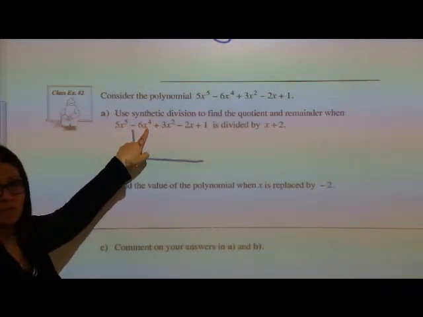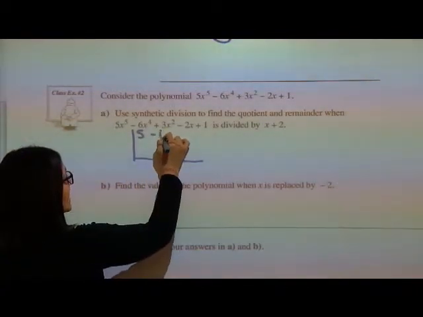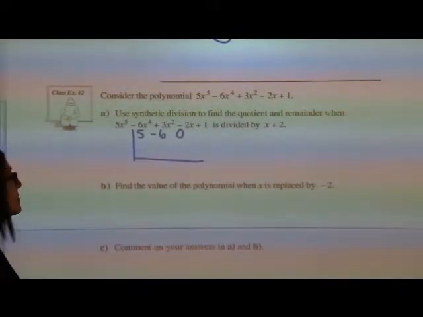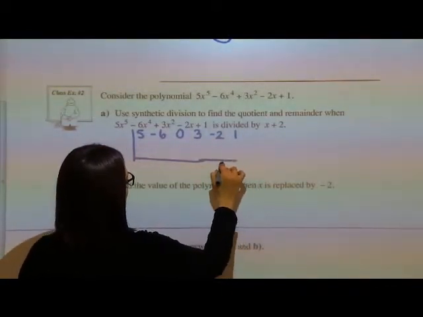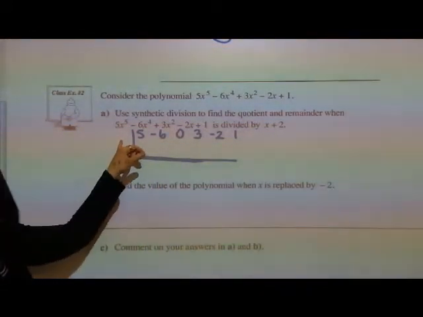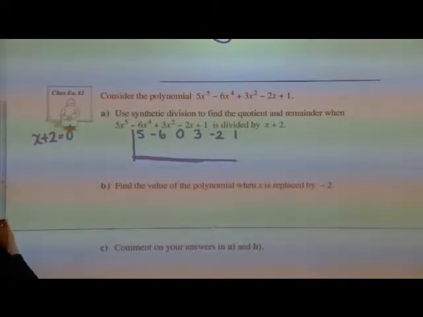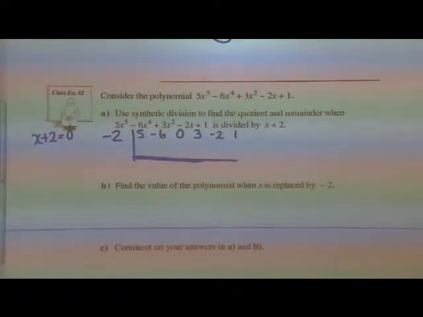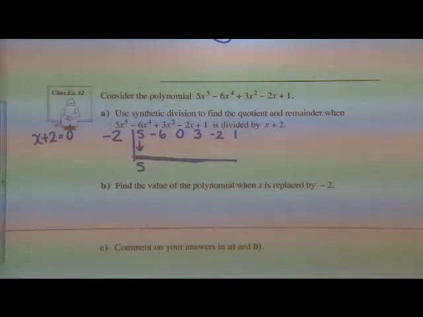5, 4, what am I missing? 3. So what do I need to put? I've got 5, negative 6, then I need the 0. 3, negative 2, and 1. What goes to the left of my rectangle? The 0 of the divisor. So what would it be? Negative 2. And then I drop down the 5. And then it's the multiplying and the adding. So I'll give you a moment to multiply and to add.